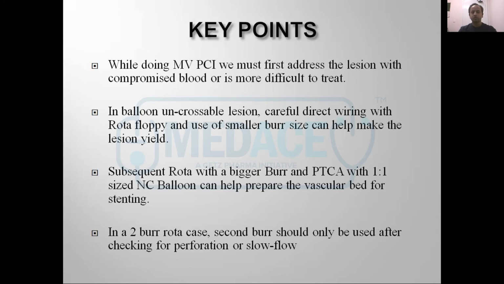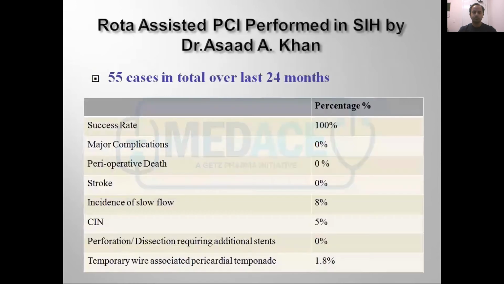In a balloon-uncrossable lesion, careful direct wiring with RotaFloppy and use of a smaller burr size can help make the lesion crossable. Subsequent rota with a bigger burr and PTCA with a 1:1 sized NC balloon can help prepare the vascular bed for stenting. In a two-burr rota case, the second burr should only be used after checking for perforation or slow flow.